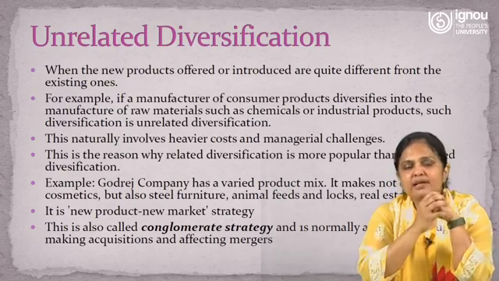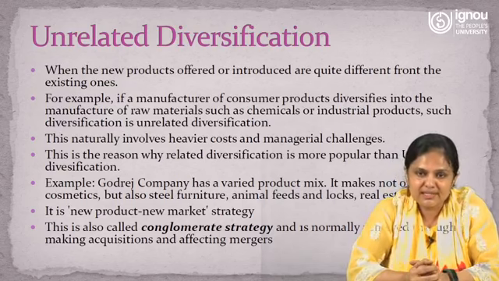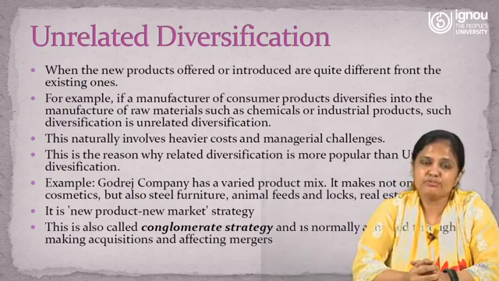Say, for example, if a manufacturer of consumer products diversifies into manufacture of raw materials such as chemicals or industrial products, this kind of diversification would be unrelated, because earlier it was dealing with consumer products. Now it is dealing with raw materials, chemicals, industrial products. So, they are not related to each other.